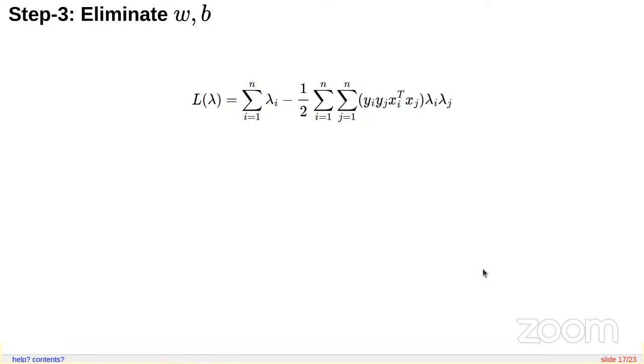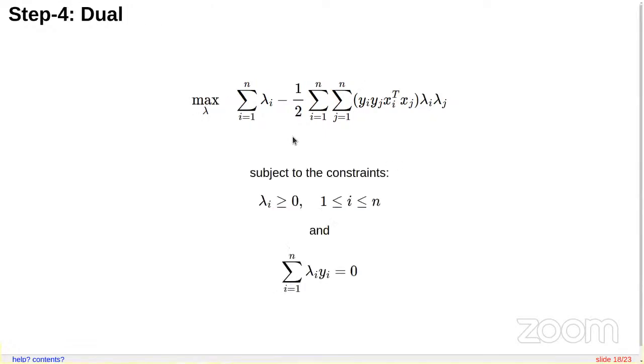So see, finally we end up with an objective function that involves only lambdas. It doesn't involve W and B. Initially we are trying to minimize some expression in W and B. Now we are trying to maximize an expression in the lambdas. So this is what we call the dual form. If you recall from MLF, we end up with the dual form of that primal problem.